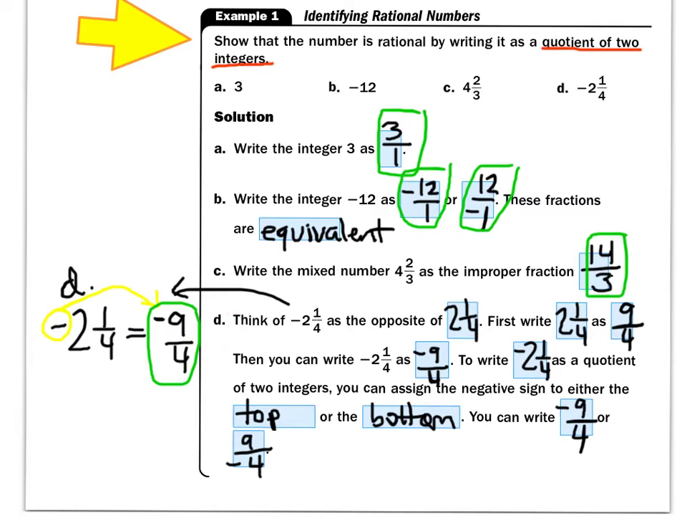Take a look at D. Now when you change a negative mixed number into an improper fraction, I want to show you over here in the margin. I tell people to just circle the negative for a second. We're going to ignore the negative for just one tiny second. 4 times 2 is 8, plus 1 is 9. So I put 9 over 4, and then I bring that negative back. So it becomes negative 9 over 4. And they kind of explain it here, how they did that. But negative 9 over 4, as soon as you see it as a ratio of 2 numbers, a fraction, then it's rational.